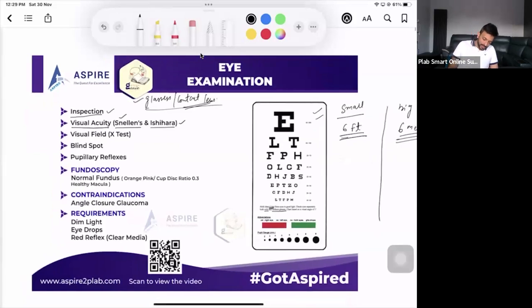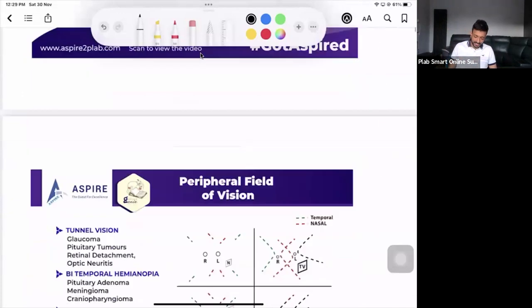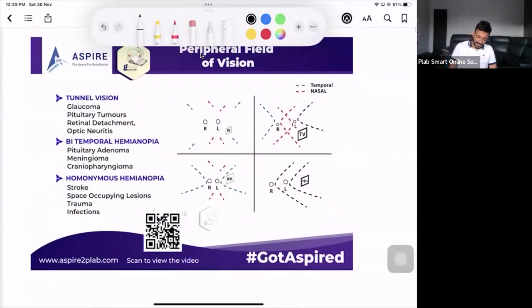Okay. Then we have the visual field test. You'll check the visual field if you think the patient has a problem with the peripheral field of vision. For example, if I'm looking straight and covering one of my eyes, I can still see on the side as well because my peripheral field of vision is okay. If it is not okay, the patient might have tunnel vision, bitemporal hemianopia, or homonymous hemianopia as well.